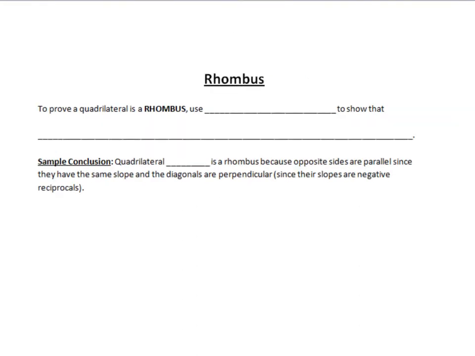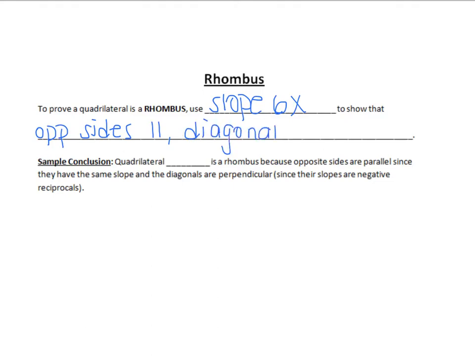To prove that a quadrilateral is a rhombus, this one's a little longer, you need to do slope 6 times. Again, we're going to talk about opposite sides being parallel. But the other difference here, and sometimes they'll ask you a multiple choice about this, is that in a rhombus, the diagonals are perpendicular. So you may remember we've done some multiple choice where you had to know that there was a right angle in the middle of the rhombus and then do Pythagorean theorem. Okay, this is why, because the diagonals are perpendicular to each other. Your sample conclusion, quadrilateral ABCD is a rhombus because opposite sides are parallel since they have the same slope, and the diagonals are perpendicular since their slopes are negative reciprocals.